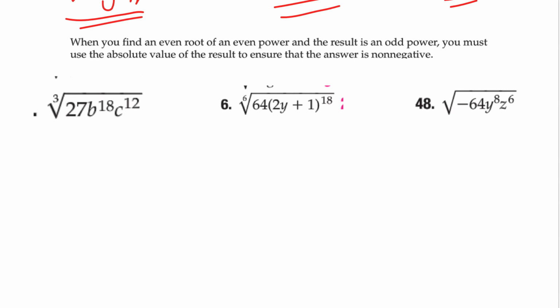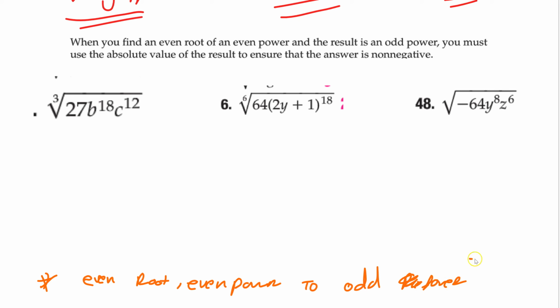Now, here's an extra credit opportunity. There's a special thing when we take the root, when we go from even roots, even power, to odd power, I should say. So when you go even to odd, in that special case, technically you're supposed to put absolute values around your answer.